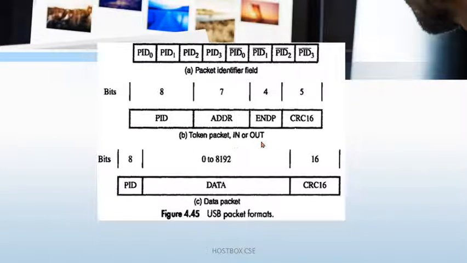Then followed by the token packet, in or out method, where PID, address, endpoint, CRC. Cyclic redundancy check checks whether an error is available or not in the bits. At last, the bits with the data packet: PID, data, CRC. So these are the USB packet format for data transfer.